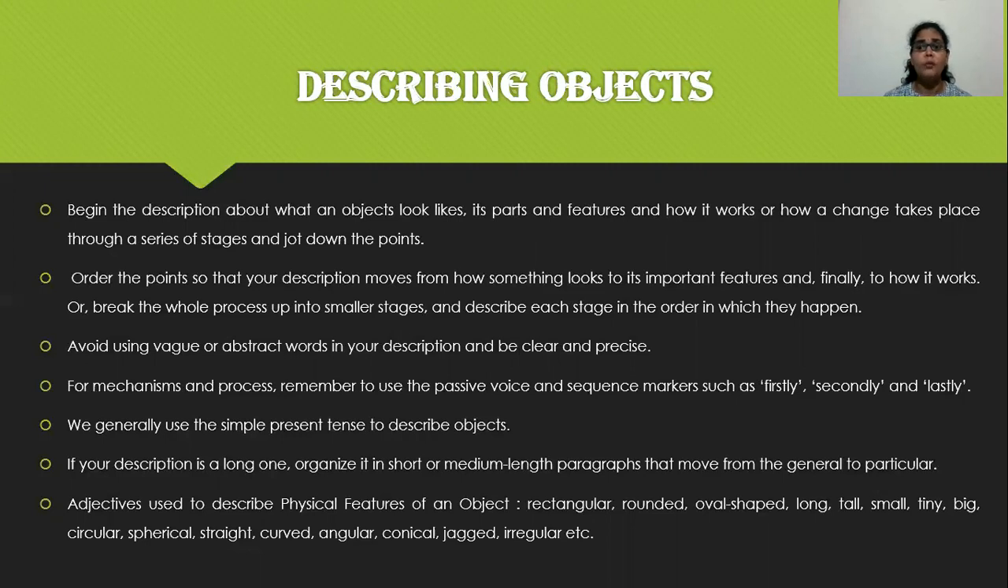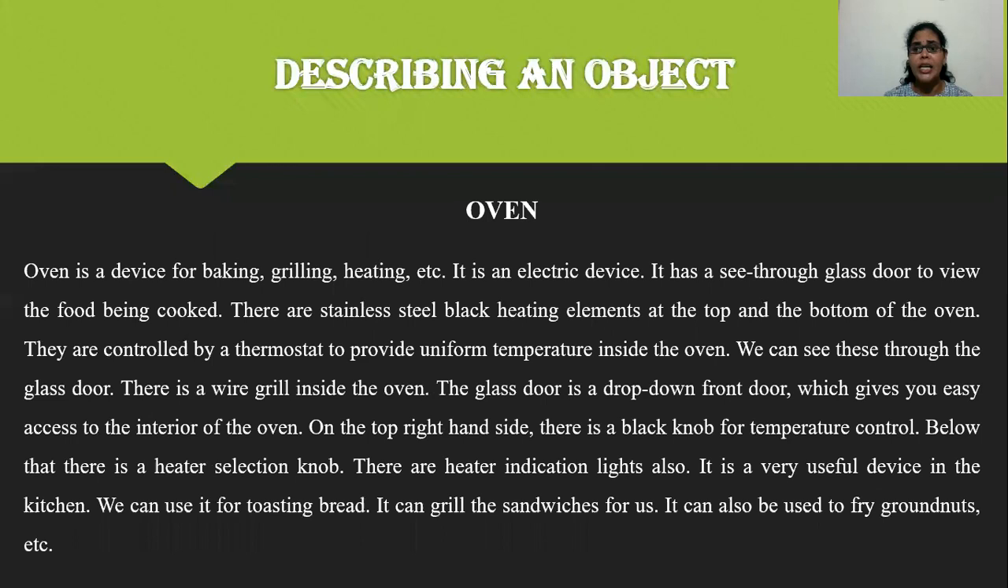Always we'll be explaining the objects in simple present tense. So these are the main points. You should be able to know how to arrange that explanation in a chronological manner, that is, from general to particular. Now when you're using adjectives to describe a particular object, I gave you some examples here: rectangular, round, oval shaped. There is a kind of language or vocabulary you use while describing a particular object.